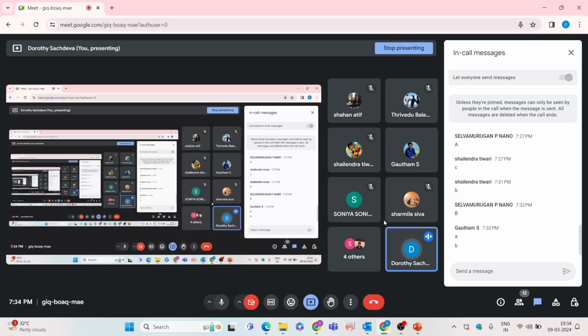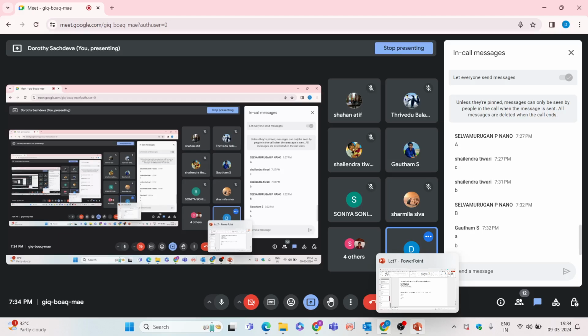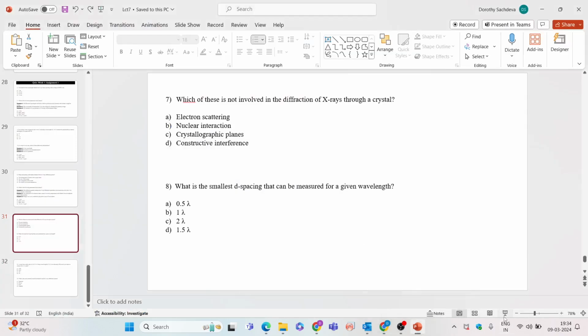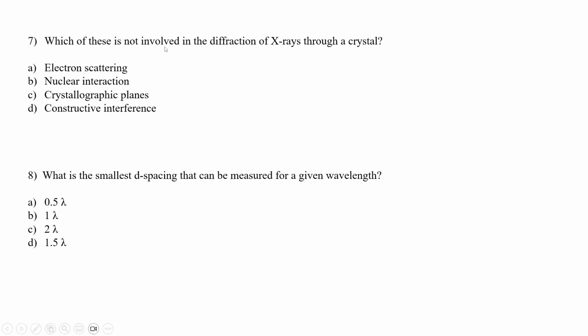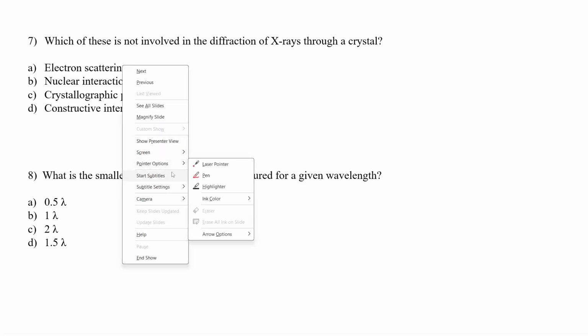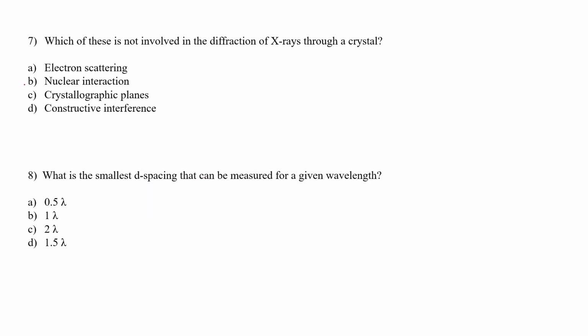Yes, option B is the correct answer. Please read the question properly and try to answer. So which of these is not involved in the diffraction? Nuclear interaction is not involved. So according to this, option B should be the correct answer, not option A.